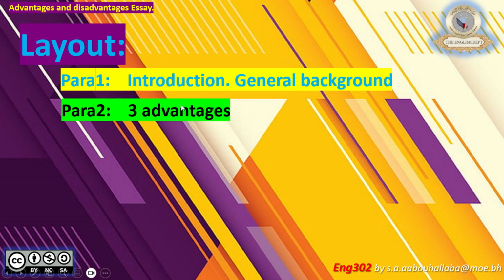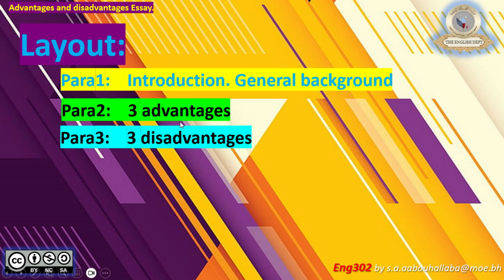And then in paragraph 2, you need to mention 3 advantages. 3 advantages will be perfect when you are talking about the advantages of something. In paragraph 3, you will go to the other side and talk about the disadvantages, and again mention 3 disadvantages.